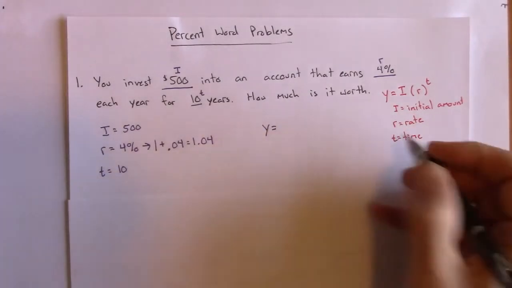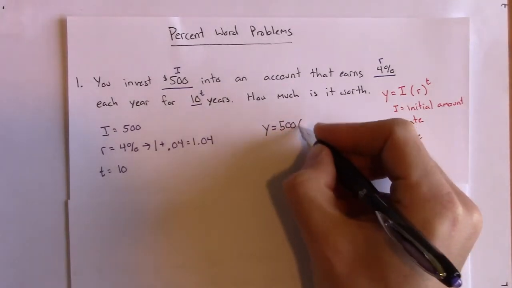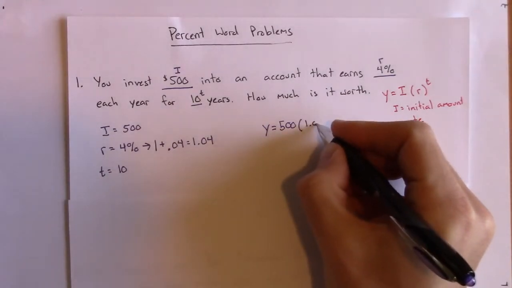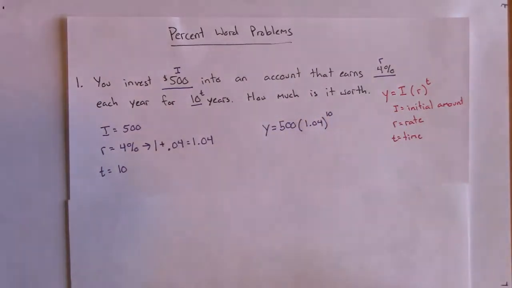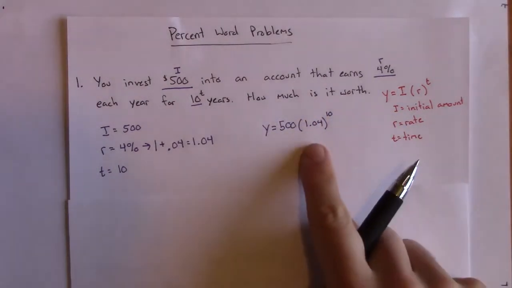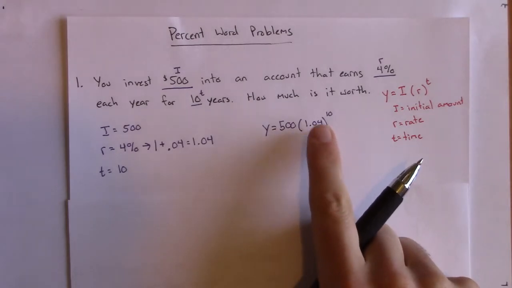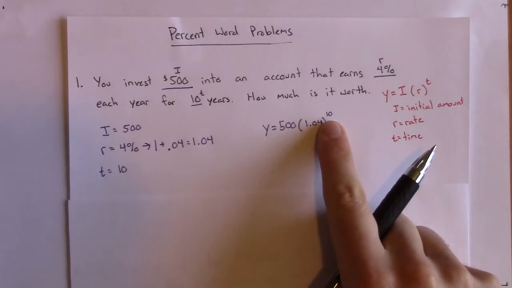Y equals my initial amount, 500, R, or my multiplier, which is 1.04, raised to the 10th. Right? Now we want to be careful, because just because you see parentheses, PEMDAS says inside of parentheses, which means I actually need to deal with the exponent first.